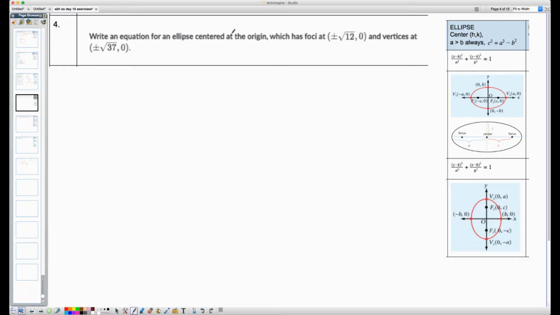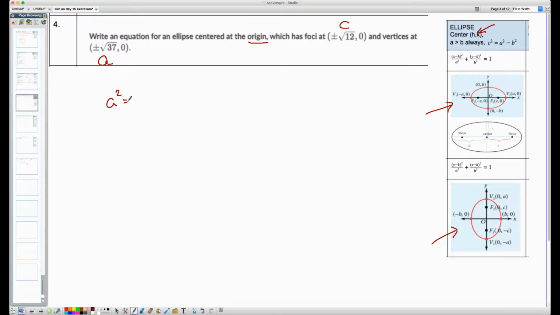Write an equation of an ellipse centered at the origin. That's nice because these graphs that you see are all centered at the origin, not at (h, k). Which has the foci of plus or minus 12. The foci is going to be my c value. And the vertices of this one, this is going to be a major vertices because I know the foci is in the x direction from the origin. So this is the x direction. This will be my a value.